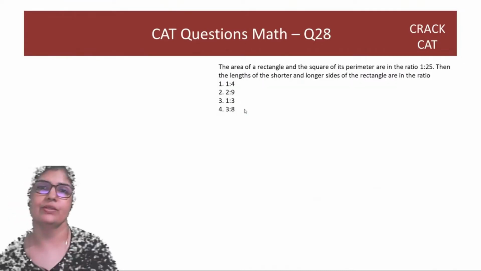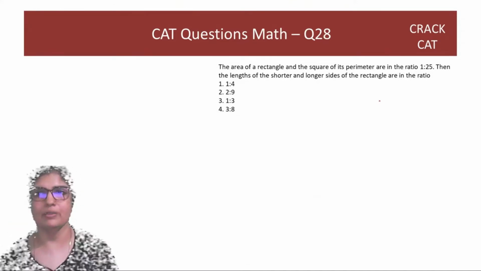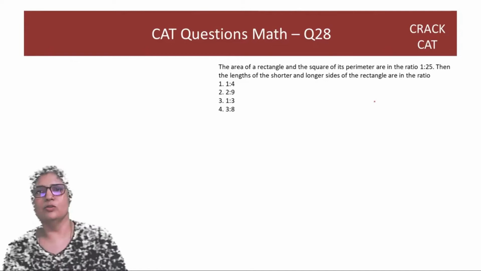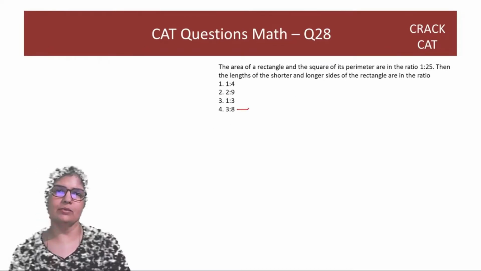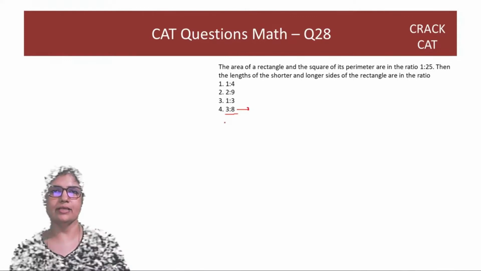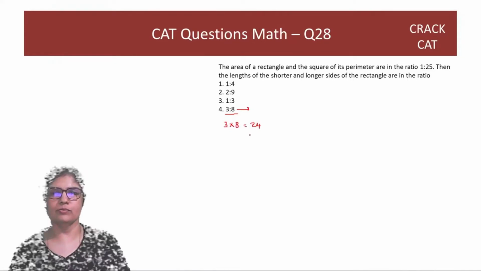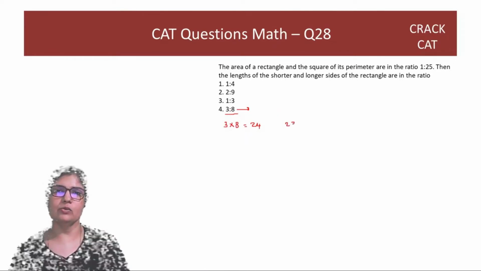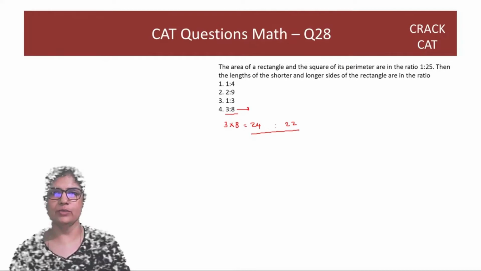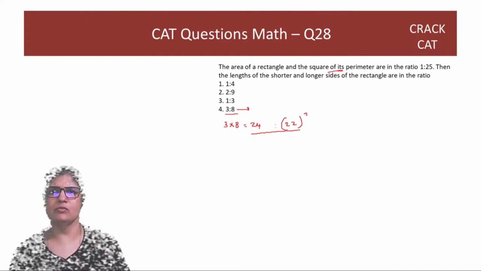Next question. The area of a rectangle and the square of its perimeter are in this ratio. You just need to substitute. So let's say we start with this option. So 3 is to 8. So what is its area? It is 3 into 8, 24. What is its perimeter? Its perimeter is 22. Are they in the ratio 1 is to 25? No. And we need the square of the perimeter, of course, but still, that won't work.